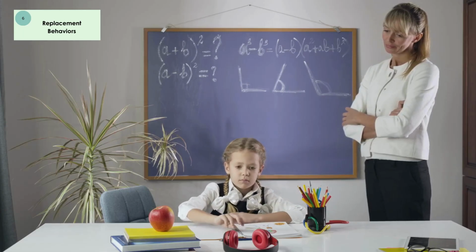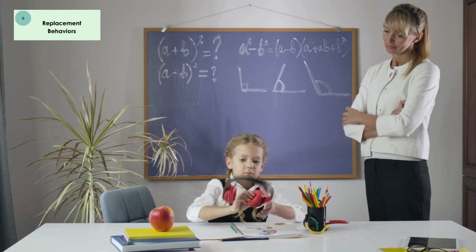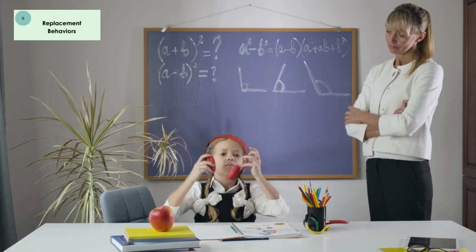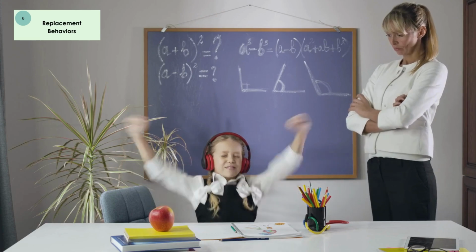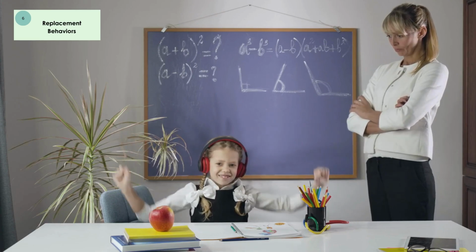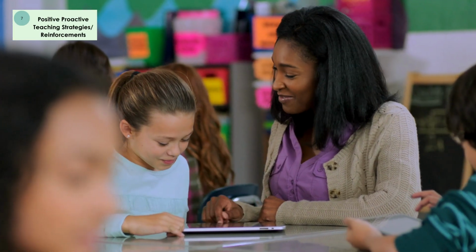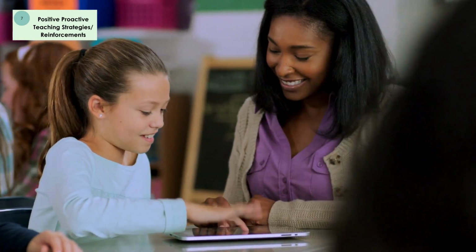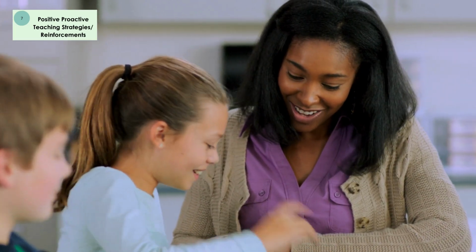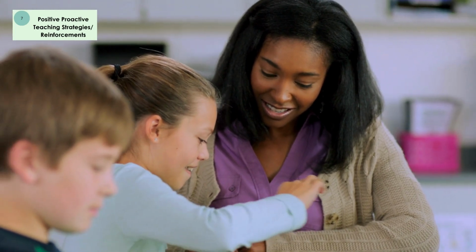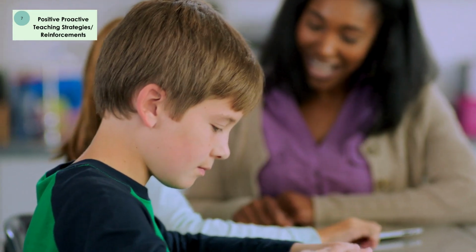Replacement behaviors. What the student should do instead of the current behavior. In this example, when the noise became too overwhelming, she put headphones on, or she could have stepped away or used calming techniques. Let's explore positive proactive teaching strategies and reinforcements. What instructional or environmental factors are impacting the behavior? Some positive strategies and reinforcements might be modeling, giving choices, giving expectations, and using praise.